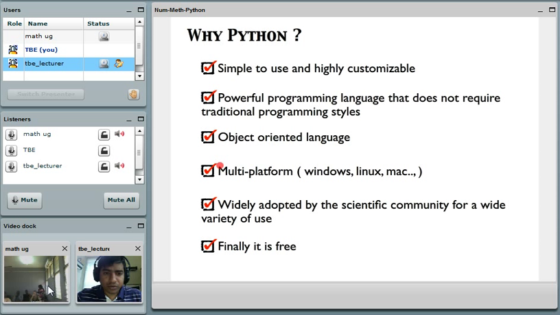Before I go into all these details of programming and numerical methods, the main question is, why should people use Python? What makes it such a powerful tool that everybody talks about Python? The first thing is, Python can be used even from a single terminal.